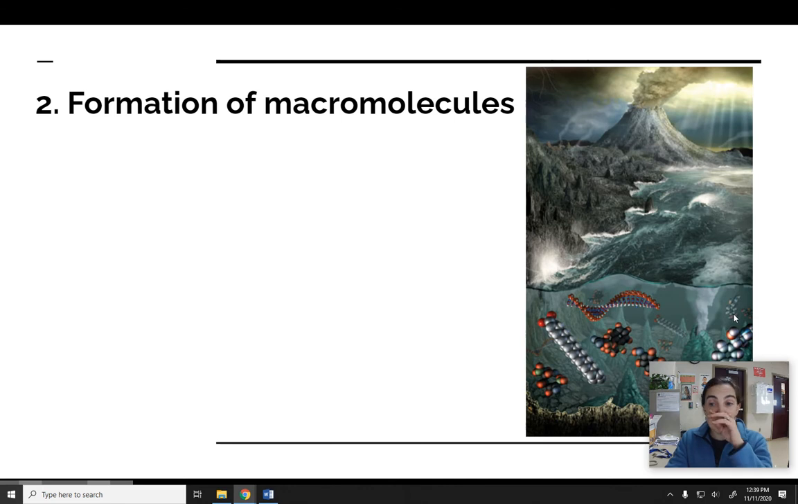Once we had those building blocks available, they had to be able to start joining up into these larger macromolecules to form the proteins, nucleic acids, carbohydrates that are necessary for life.